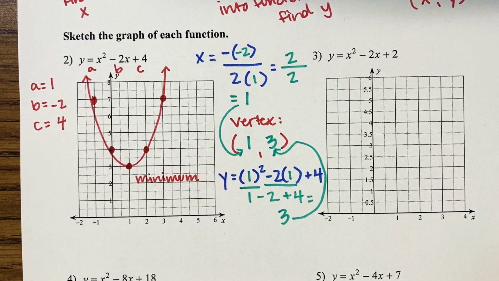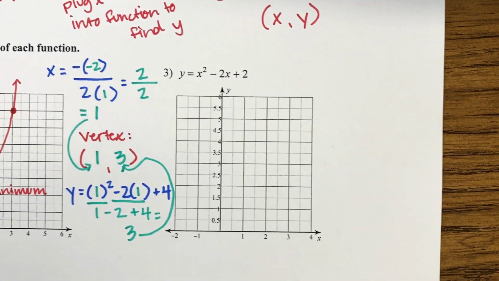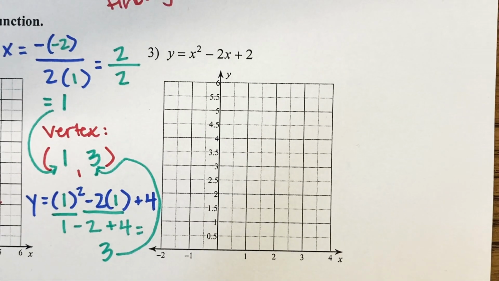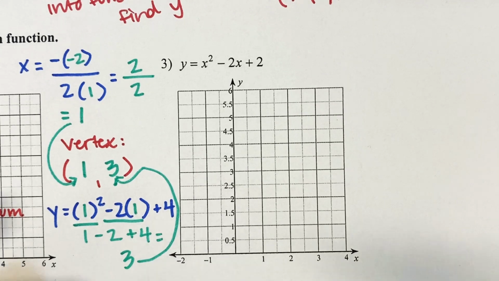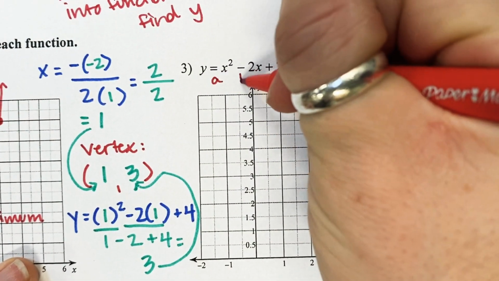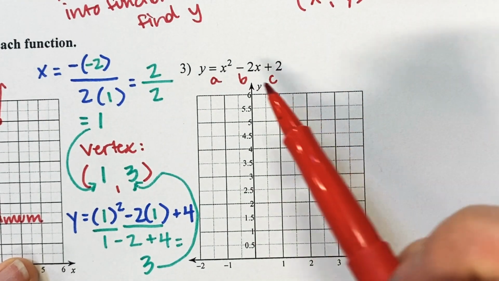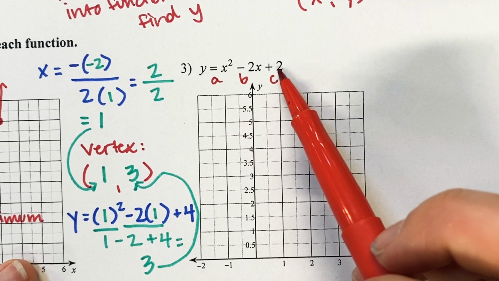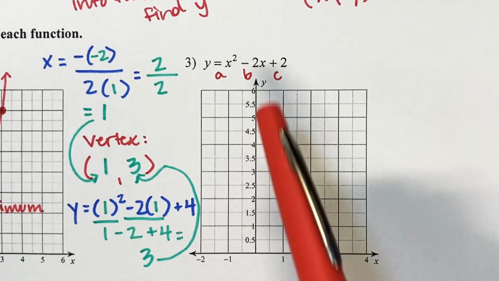Okay, awesome. Let's try that again. So let's go to number 3. Okay, so I'm just going to zoom in just a little bit, just in case that helps. Okay, so let's identify for number 3, a, b, and c. Okay, so my a is 1, my b is -2, my c is 2. If you would like to write that down, you can. Just to save some space, I'm not going to write it down.